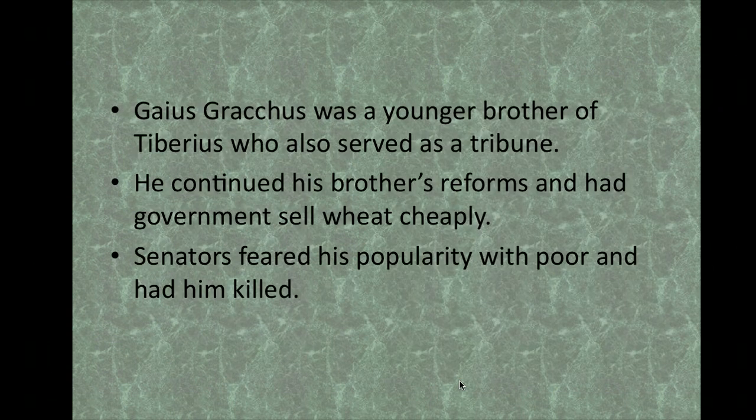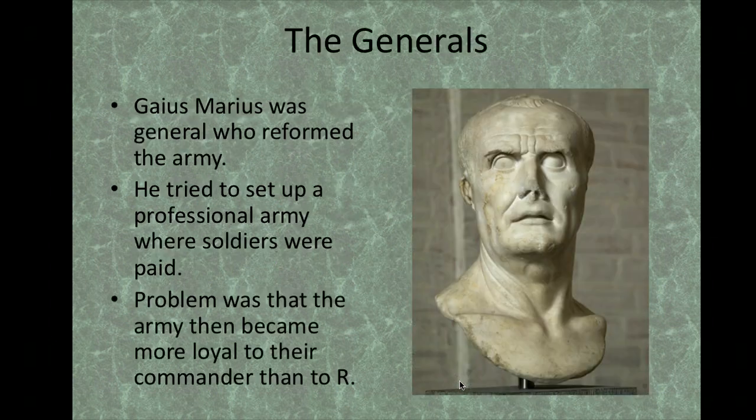His younger brother was another guy who also served as tribune. He continued his brother's reforms and had the government sell wheat cheaply, which made people happy, but the senators feared his popularity with the poor and had him killed too. Again, a lot of the rich guys in the Senate worried about those poor people.